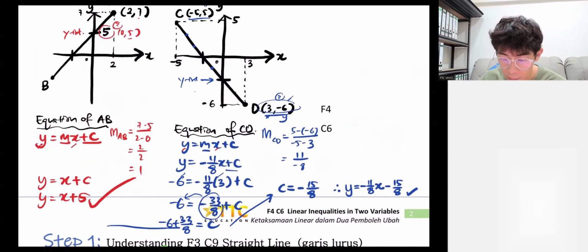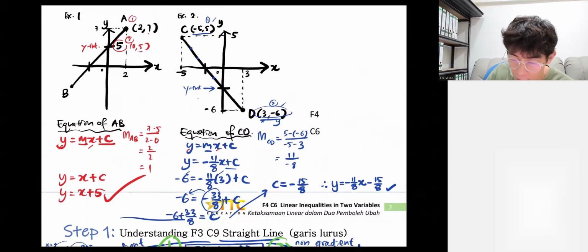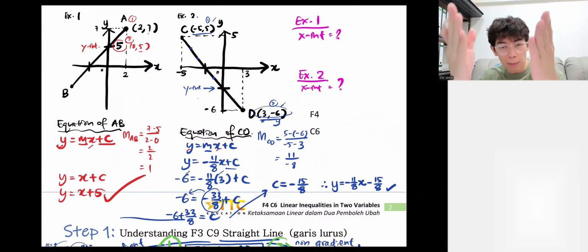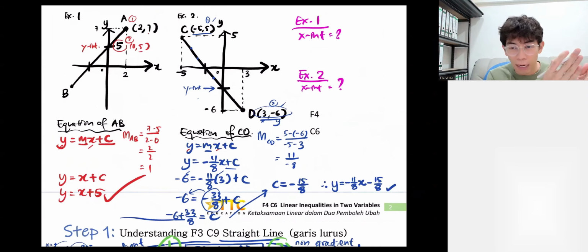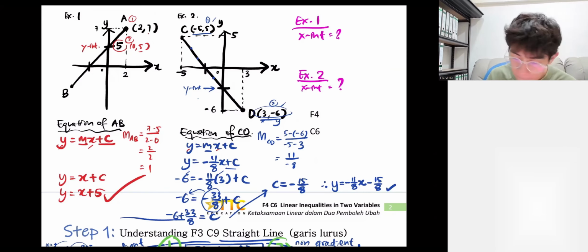Now, these two questions, everybody. So I put it by the side. Example number 1, get the x-intercept. Example number 2, get the x-intercept. Okay, so students, type in the chat for me. Thank you very much. What are the x-intercept for example 1 and example 2? I'll give you 30 seconds. Go. Of course, I'll prepare my calculation now, by the side.